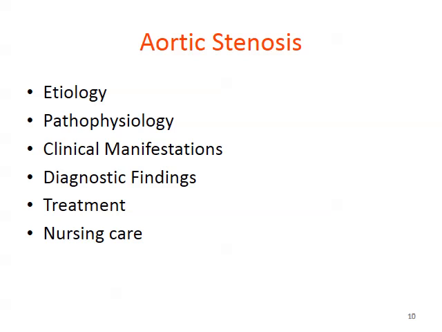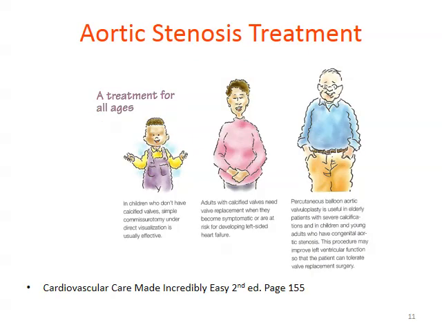Diagnosis is usually the same. Now, treatment: surgical therapy is the only definitive treatment for aortic stenosis, and is recommended when angina, syncope, and dyspnea on exertion develop. And nursing care is going to be the same for all the valvular problems. And this just goes over some of the treatment for people that have aortic stenosis, depending on their age and their condition.